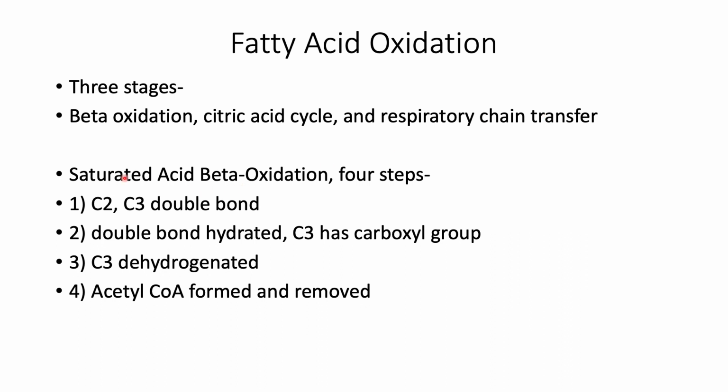There are 4 steps to saturated acid beta oxidation. The C2 and C3 double bonds are produced. There's hydration of the double bond, where C3 has a hydroxyl group. C3 is then dehydrogenated, and you have acetyl-CoA formed and removed. That's what the English shows. This is what occurs in the biological system. The R constituent can be of any particular length. You have this moiety here attached to the CoA from the previous step.